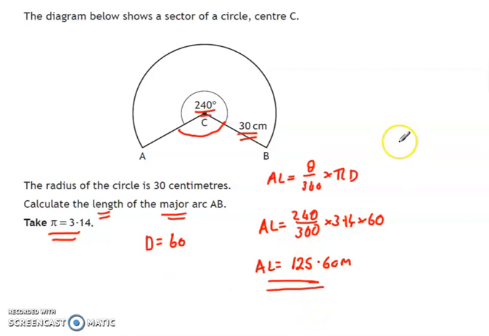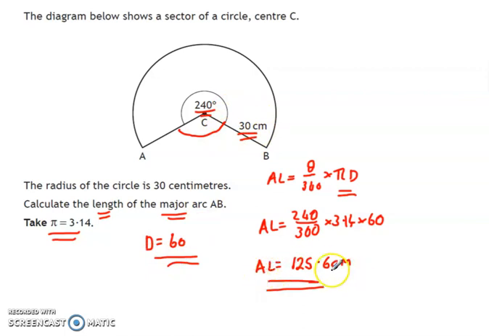Now a couple of key things to remember with this one. First is the formula. It's theta over 360 times pi d. If it was the area of the sector, the pi d would be replaced with pi r squared. So make sure you get the right formula out of the two. We mentioned about getting the right theta, so that's fine. And make sure you use the diameter. Remember, we've been given the radius here, double it to make sure we get the diameter.